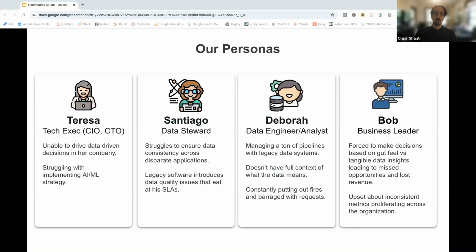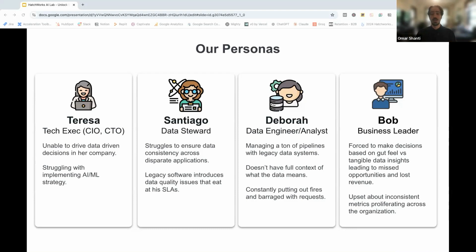And even though she's able to work with Santiago, a lot of the information has sort of been lost through historical mergers. So she's constantly putting out fires and barraged with requests and working backwards from them. This is where Bob, as the business leader, sort of comes in. Bob was looking to kind of unlock data-driven decisions, but because the data is just not quite there, and because there's all kinds of different definitions on what data means, I think the average company has got maybe 4 BI solutions with their own semantic layers.